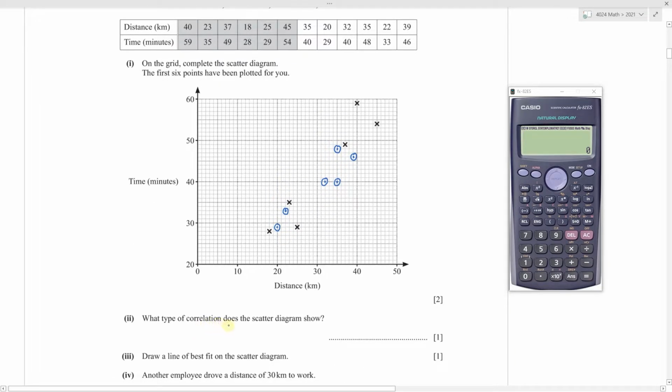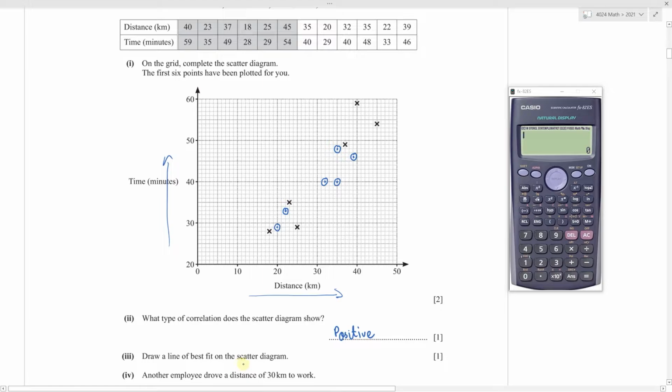Part 2 is what type of correlation does the scatter diagram show? So it's a positive correlation because as the distance increases, the time in minutes is also increasing. So it's a positive correlation.